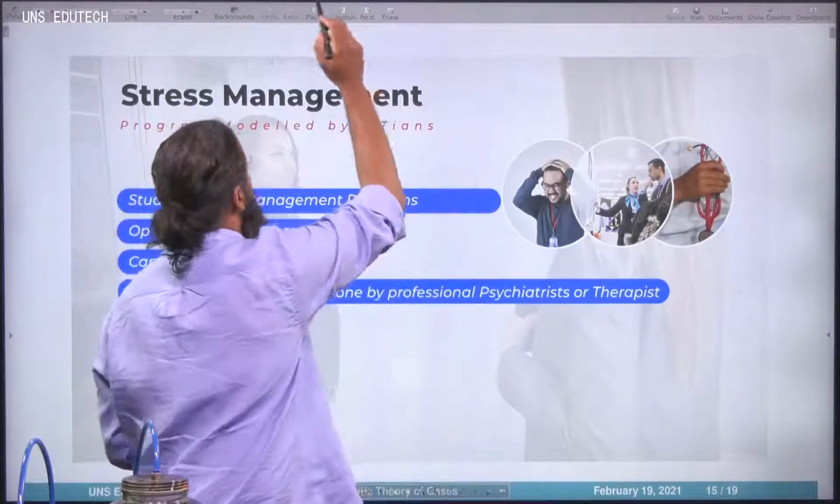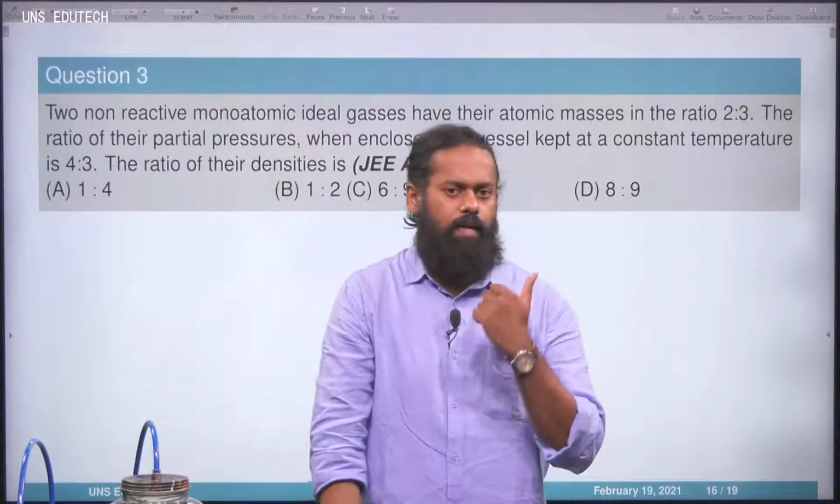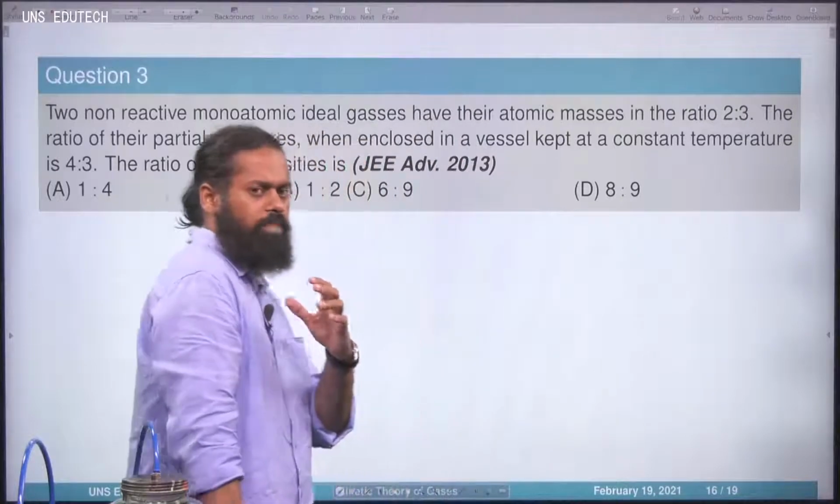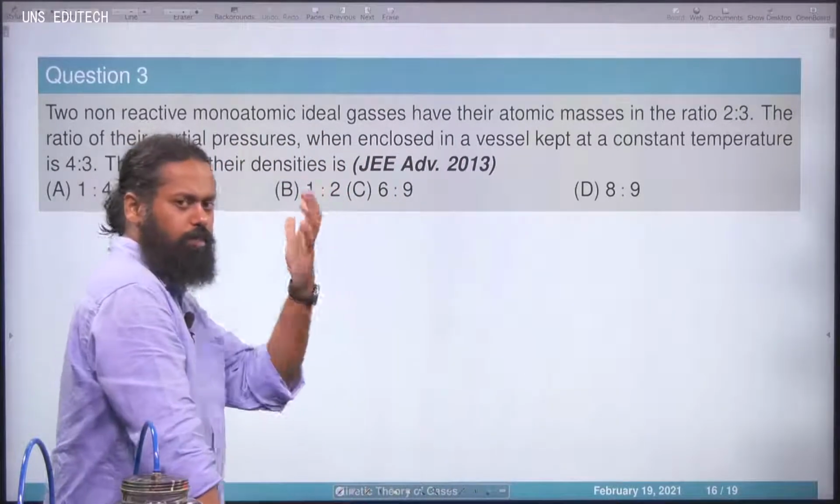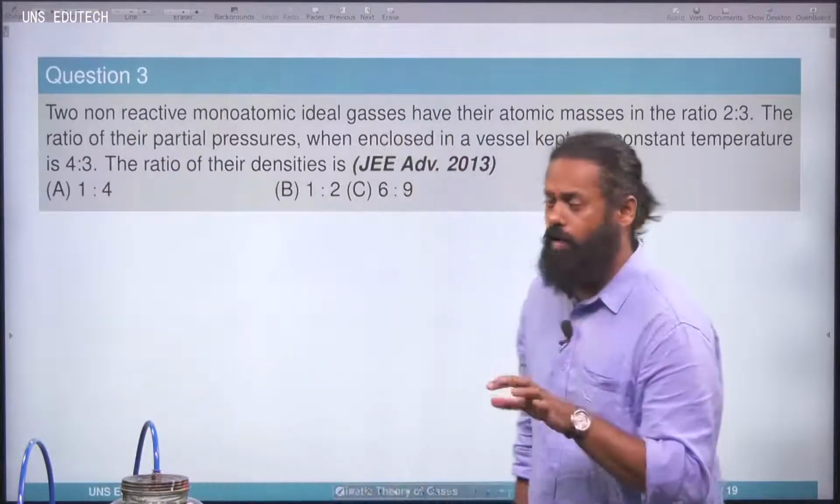Anyway, just one more question. This is a JEE Advanced question. You try to do this. It's not complicated, I cannot say complicated, but it's an advanced question. Try to understand, try to do the problem. I will explain the question. With this, we are winding up the session.